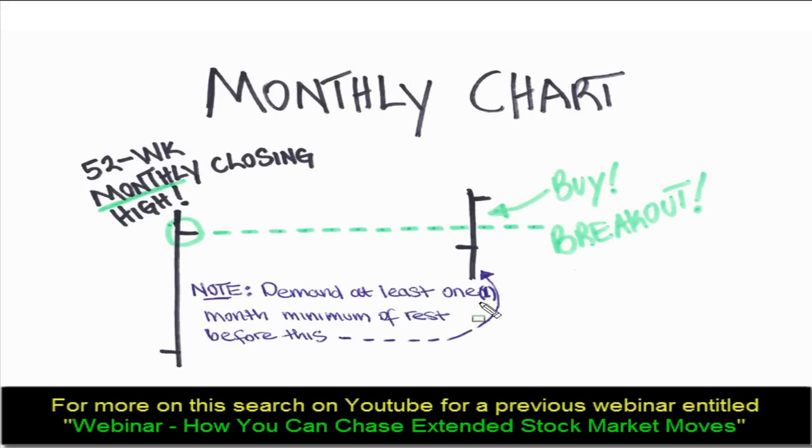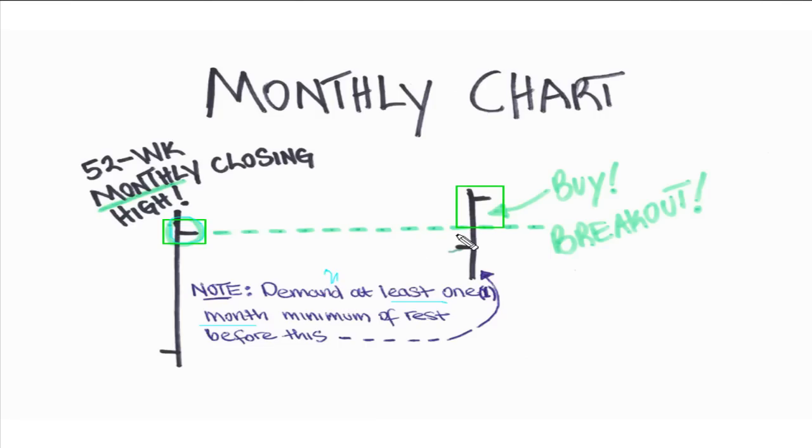So on the monthly, pretty much the same thing. Wait for a breakout above the previous monthly closing high. So you need to calculate the monthly closing high. And on the monthly, it's slightly different. You want to demand at least 1 month of rest between the high and this breakout. So at least 1 month of rest here, and then subsequently it can break out 6 months down the road, 4 months down the road, doesn't matter. But it has to be at least 1 month of rest before this next breakout.